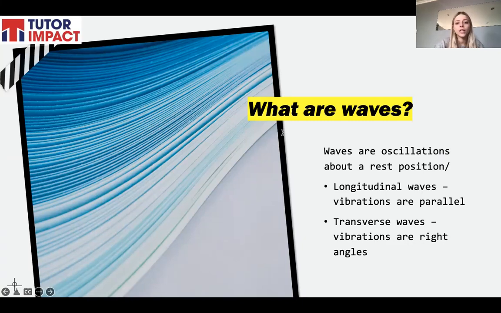Now, the direction in which these oscillations occur is the difference between longitudinal and transverse waves. In longitudinal waves, the vibrations are parallel to the direction of wave travel, which means they're going the same direction. However, in transverse waves, the vibrations are at a right angle to the direction of wave travel.